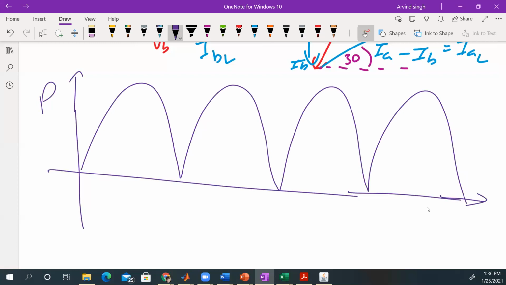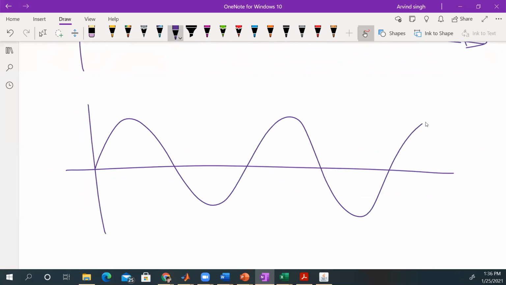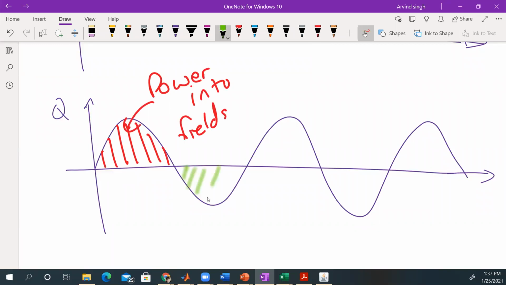So the resistor only dissipates power. If you look at it for an inductor or a capacitor, you're going to see this. So the average power here is zero, right? And we call that power Q, the quadrature power. So it is zero. During one part, it is absorbing power, so power going into fields. And then during the other part, power is coming out of the fields.